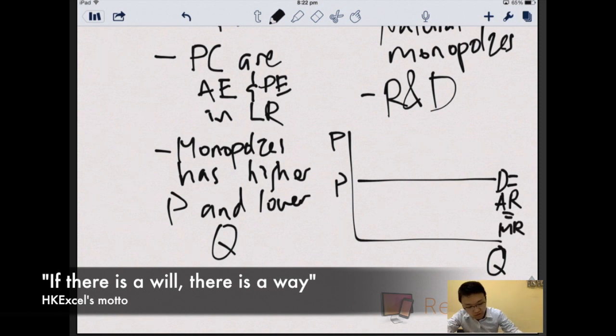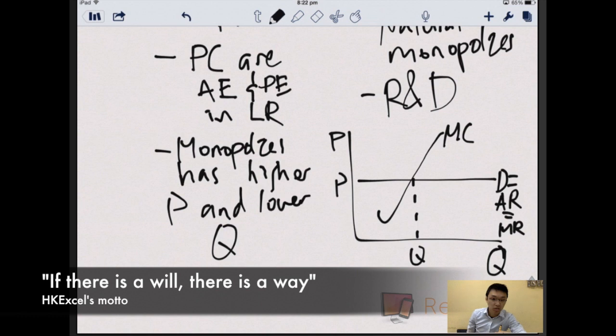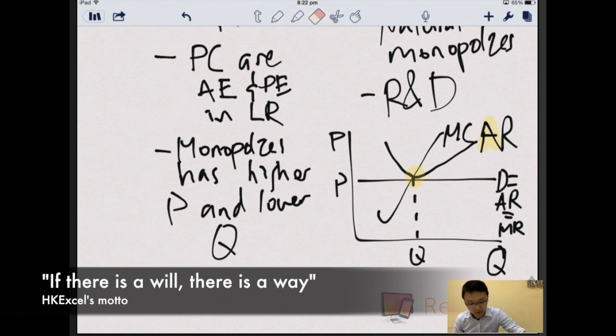So, perfectly elastic demand curve. Then you draw an MC curve. So MC cuts MR. That's where the firm will produce. So this quantity. In the long run, as you probably know, in perfect competition, firms make a normal profit. So the AC must equal price at the profit maximizing quantity. So at this point, the price is exactly equal to average cost. Okay. As you can see here, the price is equal to the average cost at the profit maximizing quantity. Yeah, they're equal. So they're making normal profits in the long run.